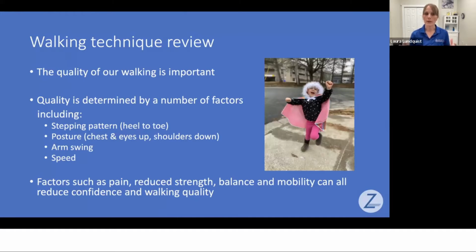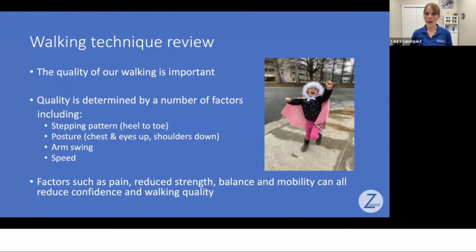We can make it better. And the quality of our walk is really going to be determined by a number of factors, including our stepping pattern. So that's one of the pieces of that walking technique that we look at. Are people getting a good heel strike with a straight knee and pushing off the toe as they walk? Is the body position upright with the chest high, shoulders down, eyes looking forward, not looking down at the ground?